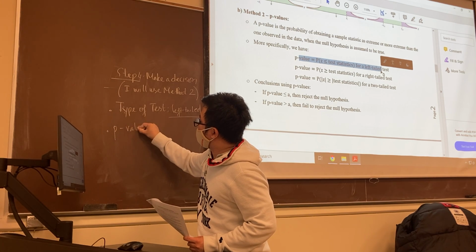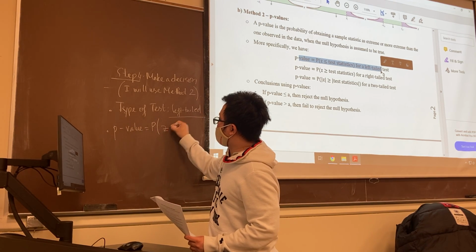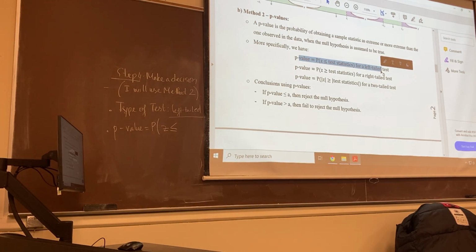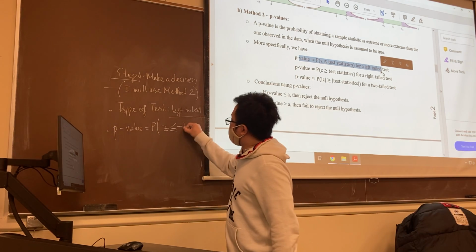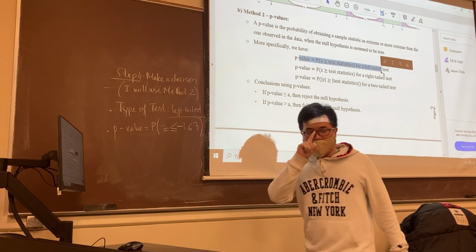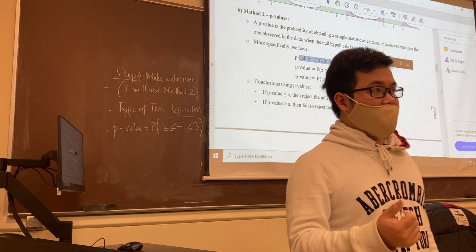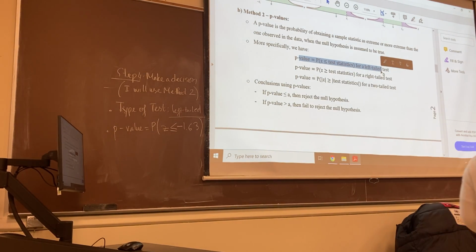The p-value will be the probability of Z less than the test statistic. What is the test statistic here? The test statistic is negative 1.63. To find this probability, we will use the normal distribution table in chapter 6. Look at the table, we find negative 1.63, and it is 0.0516.